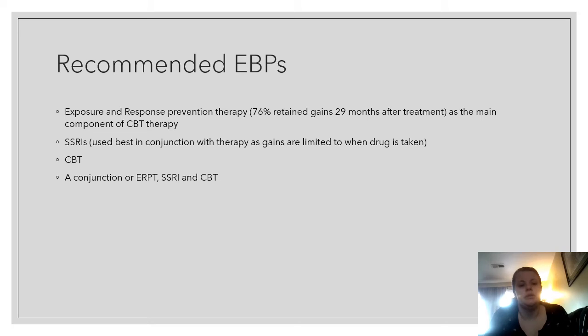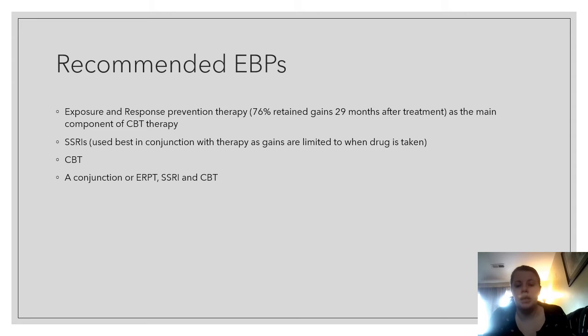Recommended EBPs. So there is the main recommended EBP. The first line treatment is exposure and response therapy. 76% of those who participated showed remission 29 months after treatment. And ERP is one of the main components of CBT therapy.